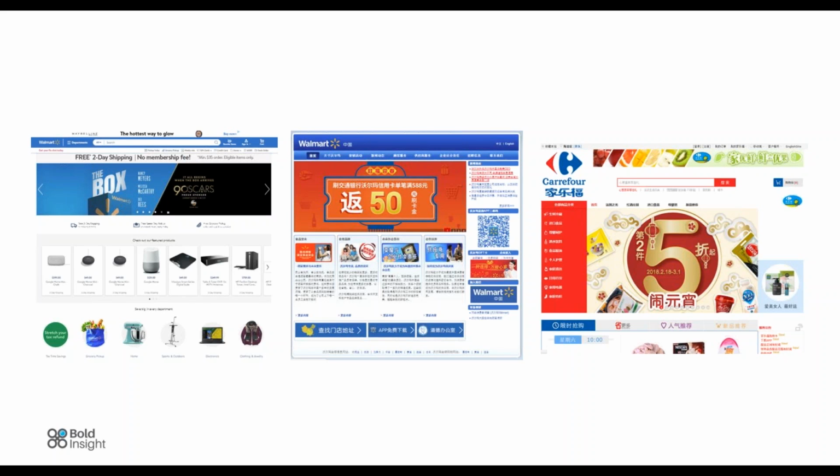You can see Carrefour has sort of similar kinds of design. And the interesting thing is these two patterns on the right tend to be pages that are familiar both in style and substance to what a local Chinese company would produce.